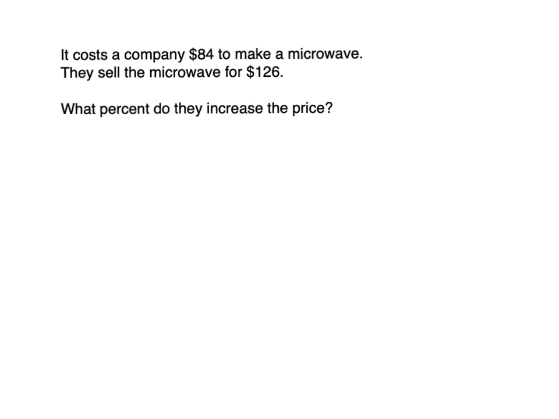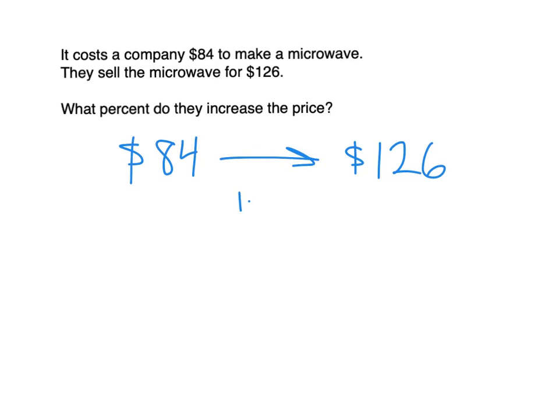It costs a company $84 to make a microwave. They sell the microwave for $126. What percent do they increase the price? So we know that they increase the price. So it costs $84 and they're going to sell it for $126. We can figure out how much they increase the price by just doing some subtraction. And we would figure out that they increase the price by $42. So the price goes up $42.